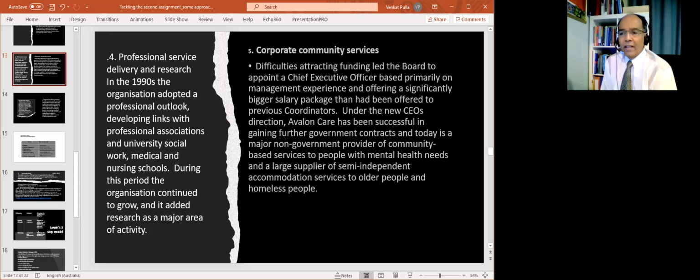So they started thinking in terms of a major non-governmental provider of community-based services to people with not only mental health needs, but also a larger supplier of semi-independent accommodation services to older people and homeless people. Jesus, this is becoming a Ben-Hur.